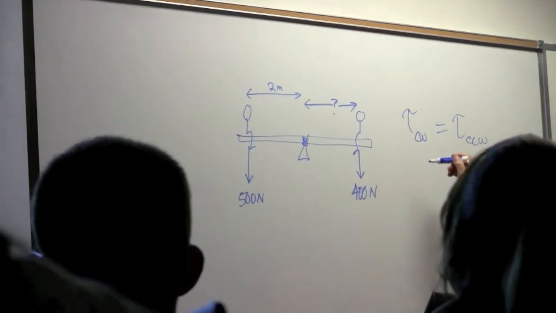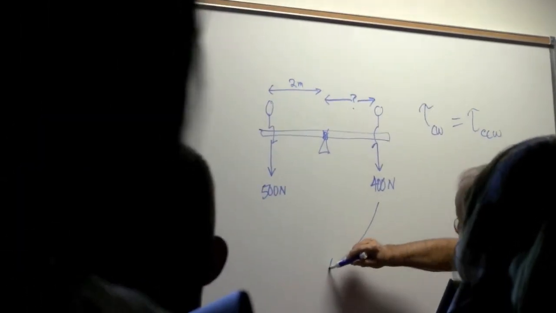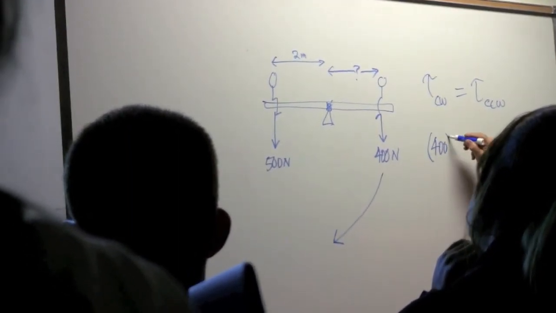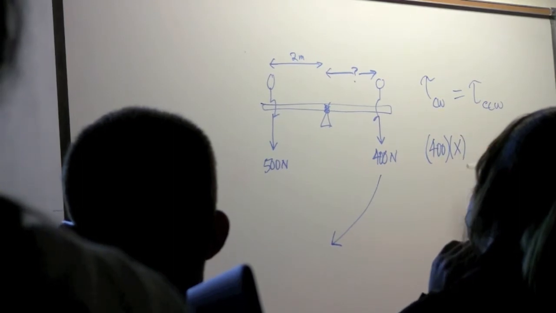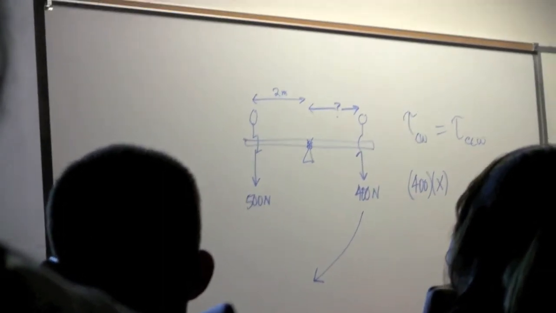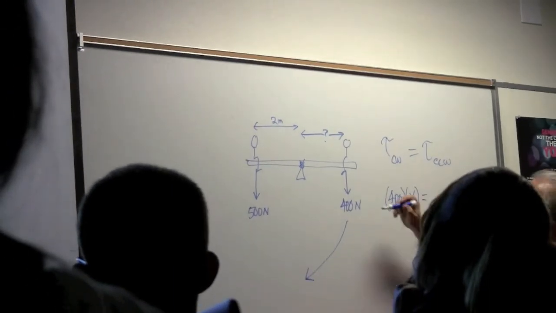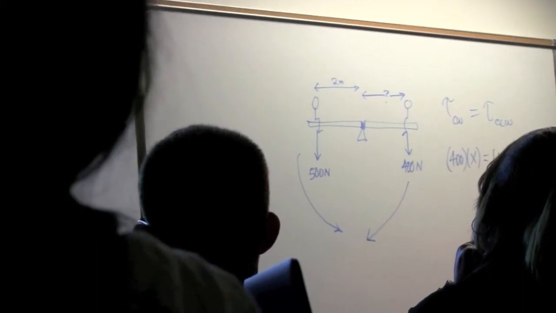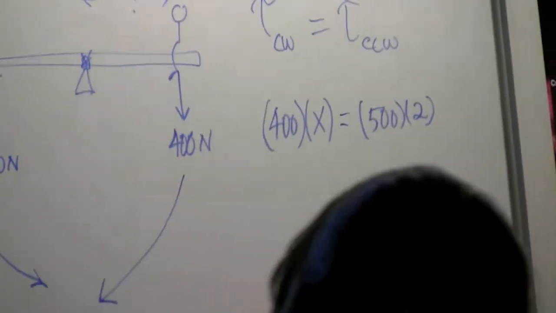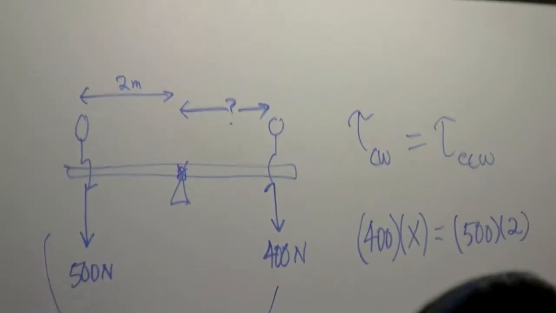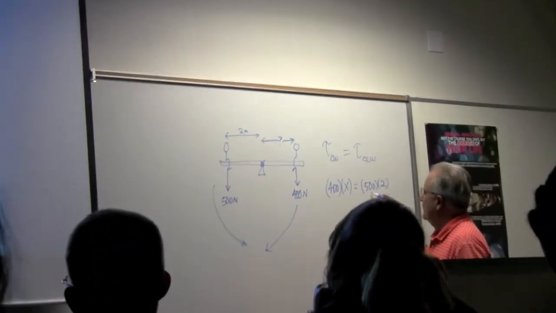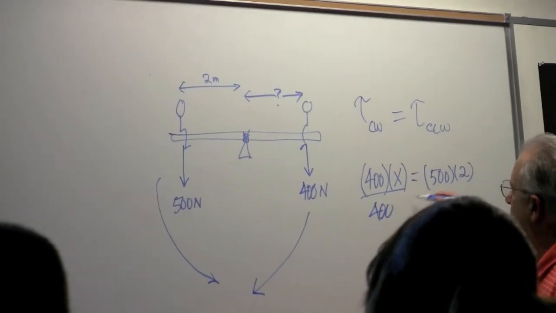So if we look at clockwise, that means this way, the torque in this direction is going to be the weight, or the force, which is 400, times the distance, which we don't know. I'll just put x for that distance. But then that's going to have to equal the torque going counterclockwise this way. But we know that is going to be 500 newtons times, we know that distance is 2. But you see we use the same formula. We just used it as an equality so that we could get it to balance. So then in this case, you divide both sides by the 400.